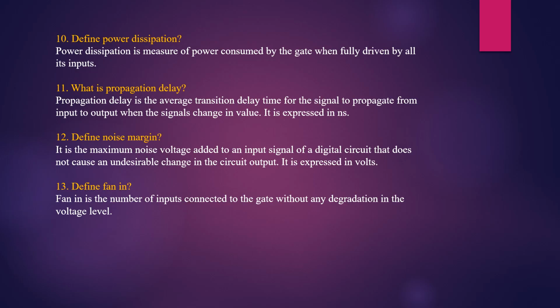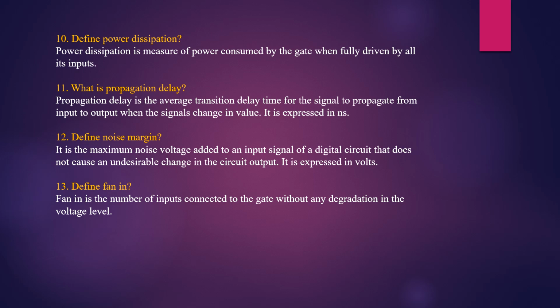The tenth question, define the power dissipation. Power dissipation is the measure of power consumed by the gate when fully driven by all its inputs. Next question, what is propagation delay? Propagation delay is the average transition delay time for the signal to propagate from input to output when the signals change in value. It is expressed in nanoseconds.